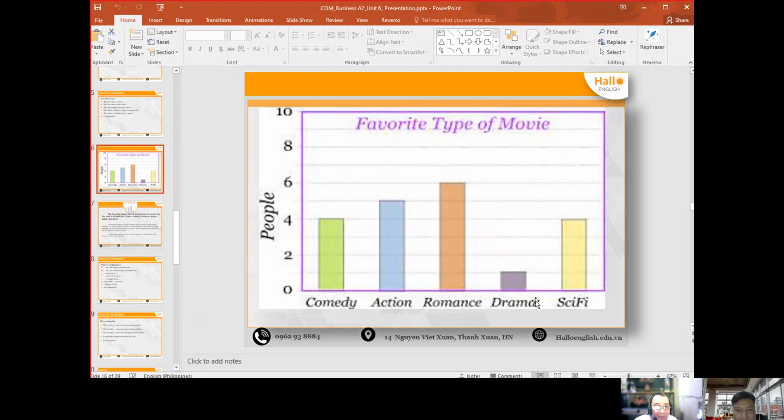So what do you think? Do we have less than half in here? Less than half of the comedy compared to... no, compared to drama. Yes, comedy, because this one is 4 and this one is 1. So less than that.